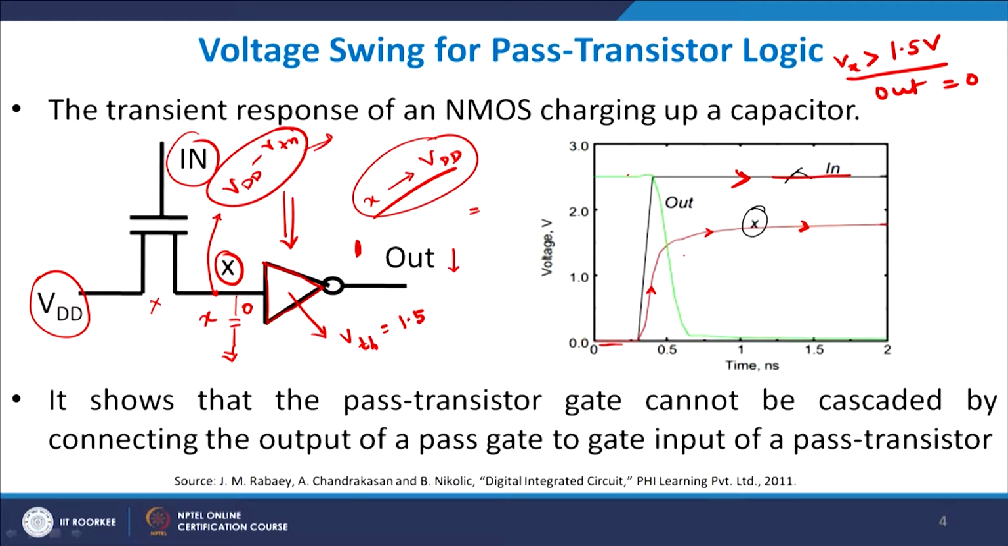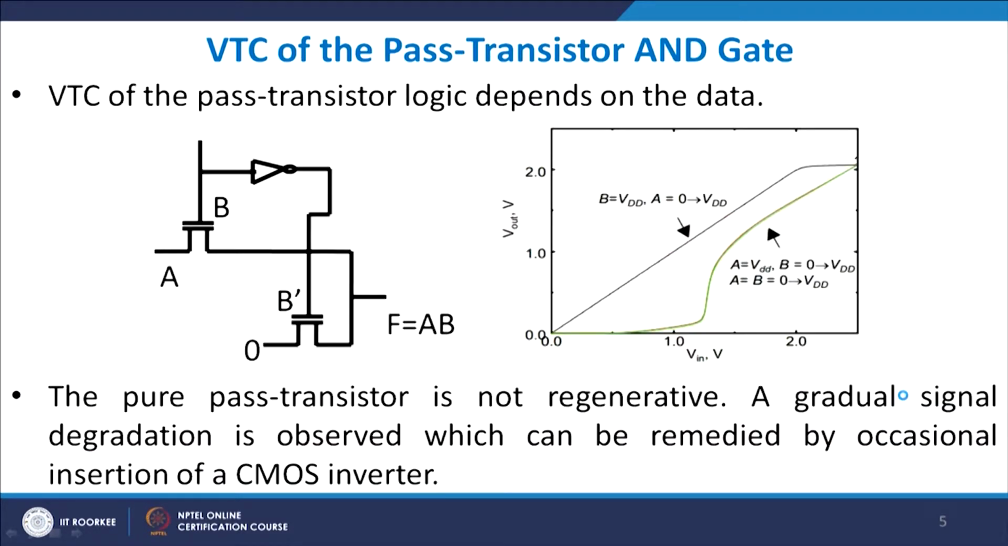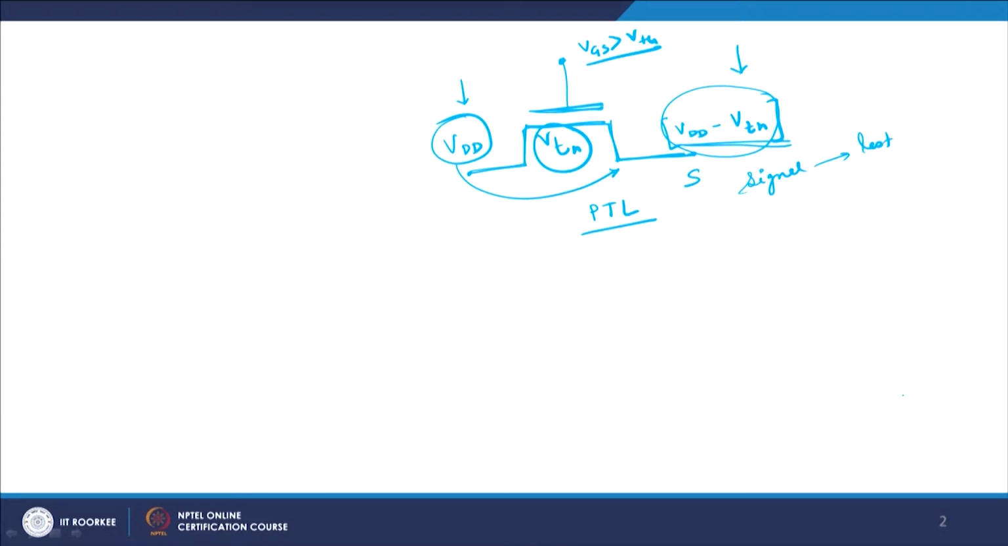And this is the problem area which you are facing, and therefore the pass transistor gate cannot be cascaded by connecting the output of the pass gate to the gate input of the pass transistor. I will explain to you what I mean by that. Let us suppose now I have got two pass transistors connected in this manner, right. So this is A, this is say B, this is B, this is C, and this is your out.